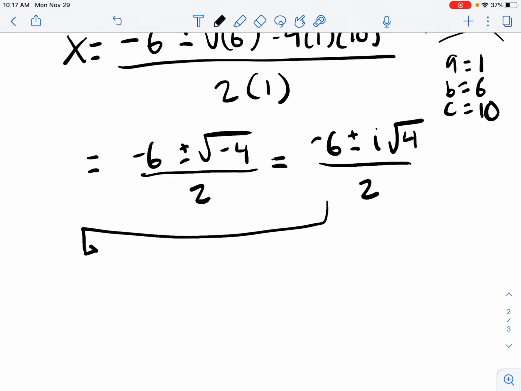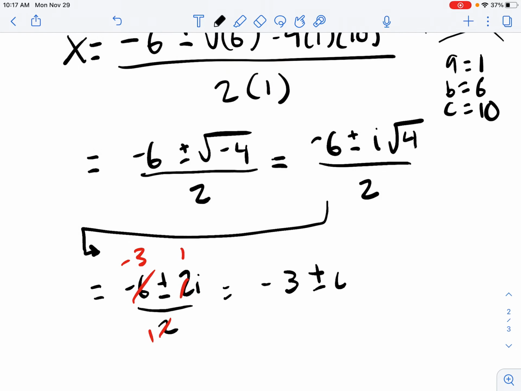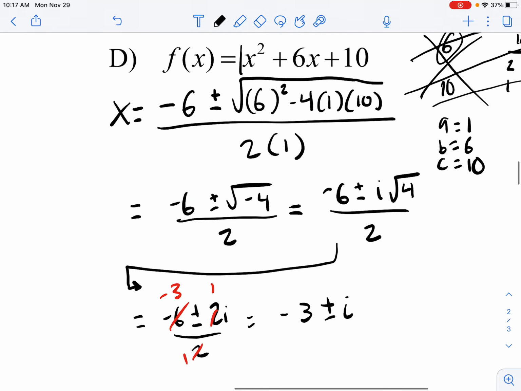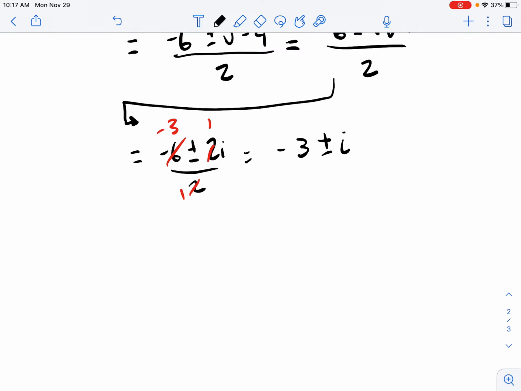Alright, and then from there, we have negative 6 plus or minus, and then square root of 4 is literally 2. So we have plus or minus 2i over 2. You'll notice that 2 goes into every number here, right? 2 goes into 6 3 times, goes into itself once, so we end up getting negative 3 plus or minus i. Technically it's all over 1, but when it's all over 1, you don't have to write it. Okay, so those are your solutions. x equals this. Okay, so then from there, your x-intercepts are an interesting question.